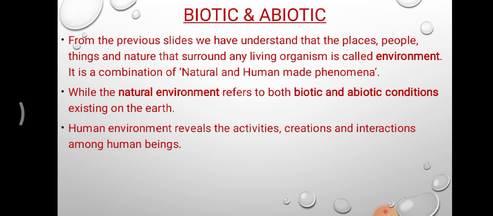Biotic and abiotic. From the previous slide, we have understood that the places, people, things, and nature that surround any living organism is called environment. It is a combination of natural and human-made phenomena. While the natural environment refers to both biotic and abiotic conditions existing on the earth, human environment involves the activities, creations, and interactions among human beings.